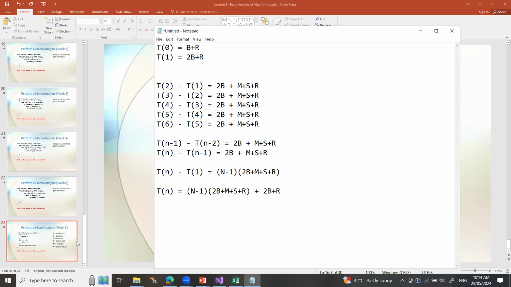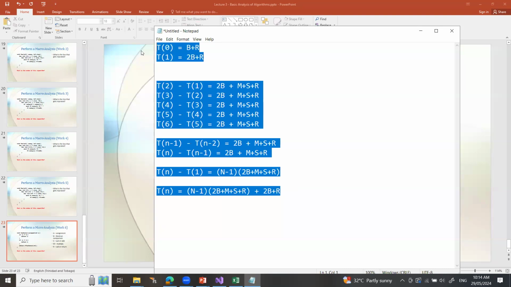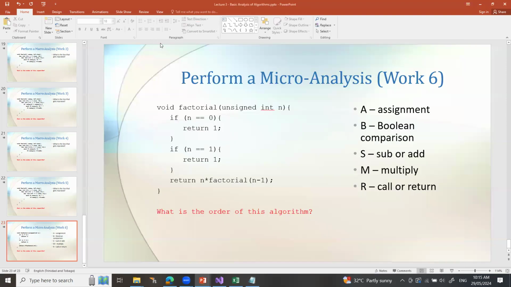If I were to give you a more complex recurrence relation... but yeah, this is just an idea of how you would analyze the complexity of a recursive type function. So everybody good? That's the end of a basic intro to algorithmic analysis.